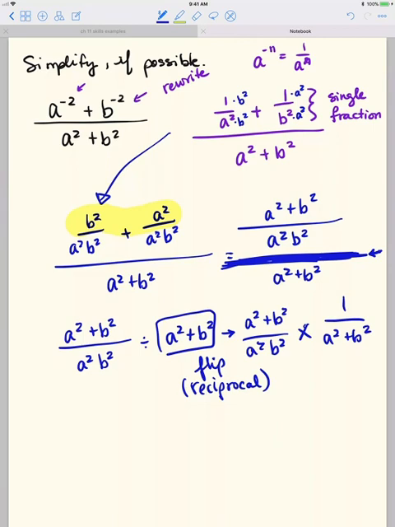And now, since I have a quantity of a squared plus b squared, I can cancel that. It's not term for term, it's canceling the entire quantity of a squared plus b squared at the same time. So now on the numerator all I have is 1, and on the denominator all I have is a squared times b squared. And that's your final answer.